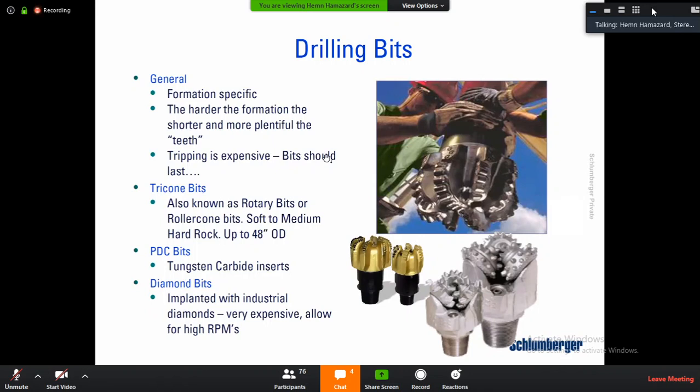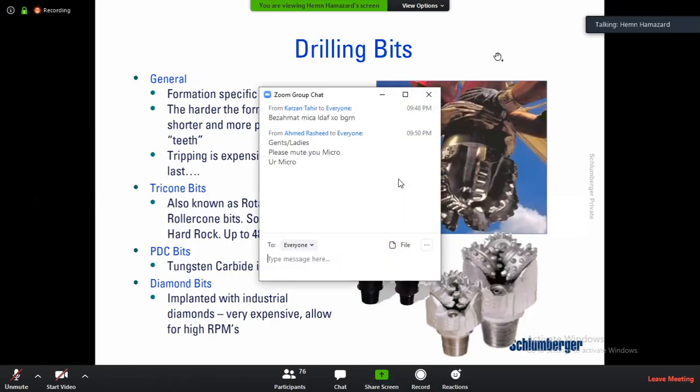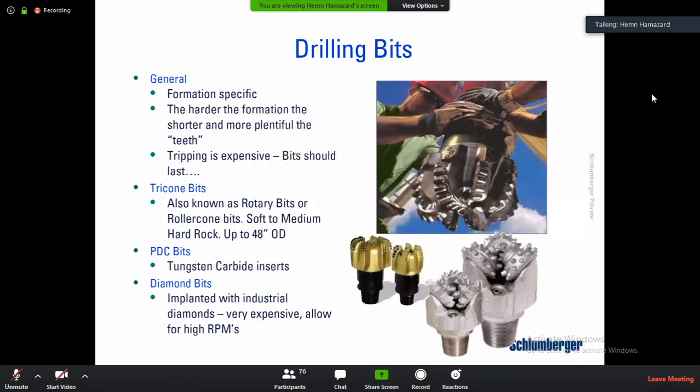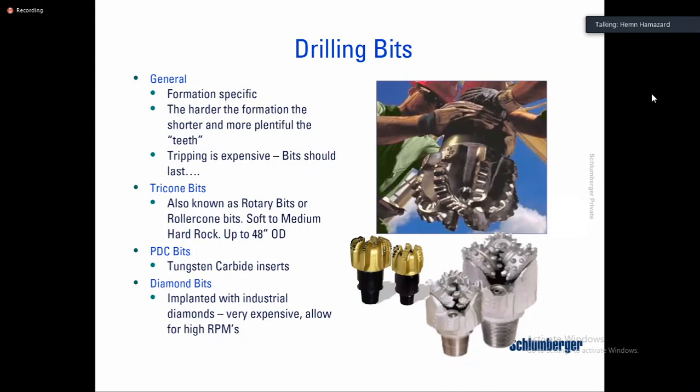In the first part, we discussed the overview of the rig systems, with a very short brief about the circulating system and the bits and rotating systems. For this part, I'm going to go through the drilling bits. In general, it's the drilling engineer's responsibility in each company to select the best bit. The best bit means the most durable bit, any bit which can last for a longer time. That's the best bit. This is the first thing.